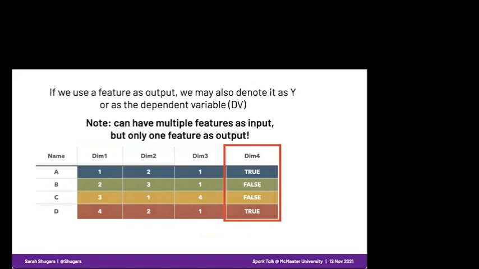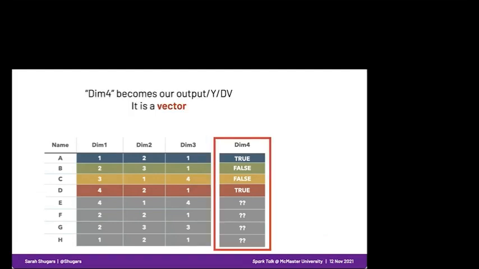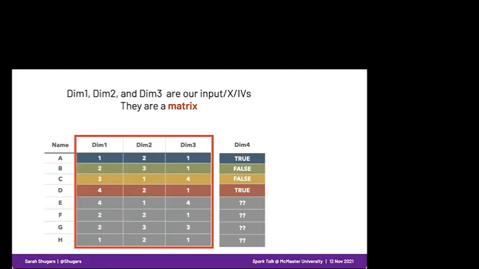And I do also want to note that while we can have multiple features as input, we typically only have one feature as output. So to give an example of how this might work and what we might do with this data, let's imagine we have a slightly larger data set. So for each observation, we're able to measure some of the features, but we want to predict the true false labels for the remaining feature. So in this example, what I've labeled dim4 would be our output vector or our Y vector. And dimensions 1 through 3 are each input vectors, which together form a matrix or an input matrix.